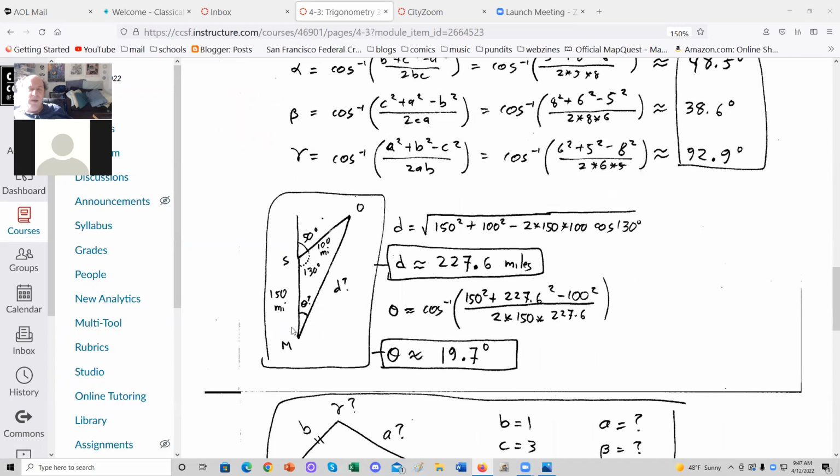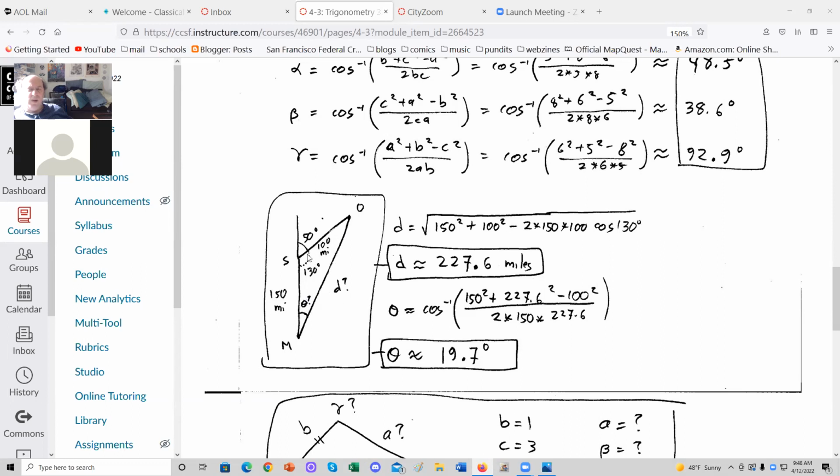Here we have, I think they had this as an airplane problem. The airplane flies 150 miles due north, then turns 50 degrees eastward and flies 100 miles to its destination. What distance was that from its original departure, and at what angle from north? Okay, first, we have 150, we have a 50 here.